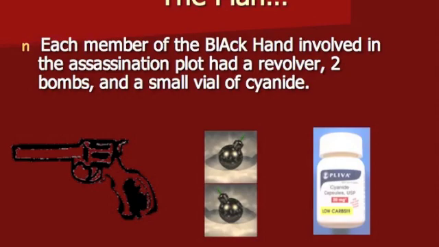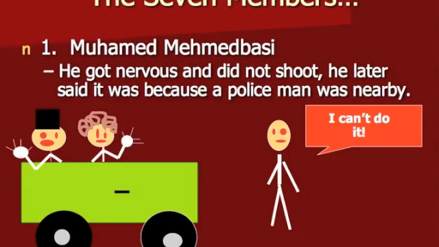And each member got a revolver, and they got 2 bombs, and they also got cyanide. Now, of course, cyanide didn't look like that in a little bottle. That's a bit of a joke. But why did they get cyanide? Well, because in case they got caught, they would have to kill themselves. So then the 7 members knew that the Archduke and his wife Sophie were going to drive through town on this way to this celebration of the victory of a battle.